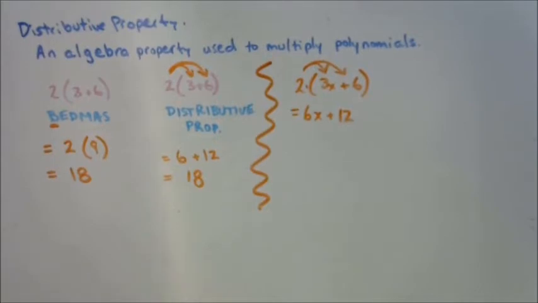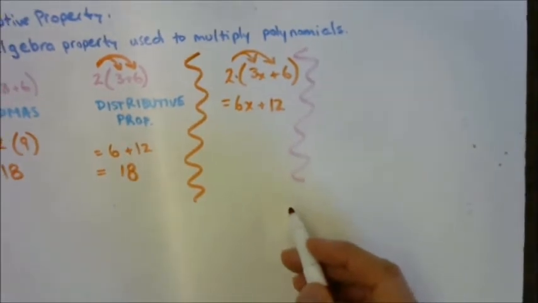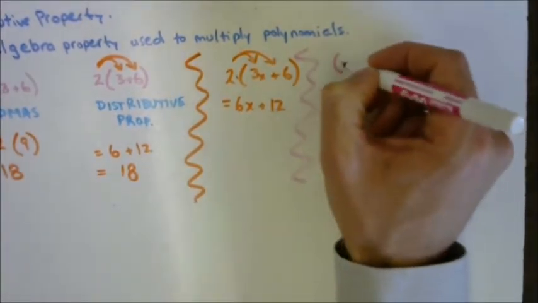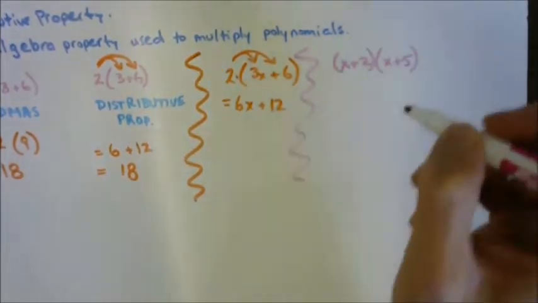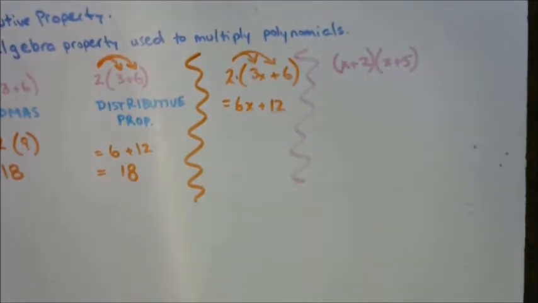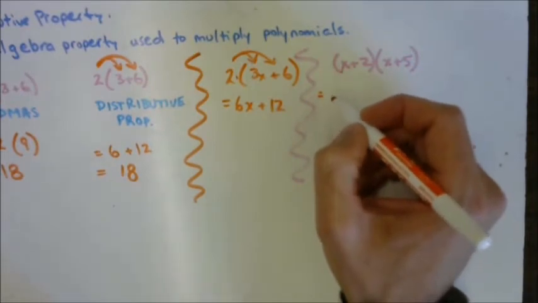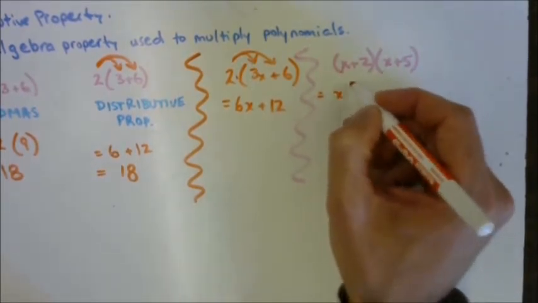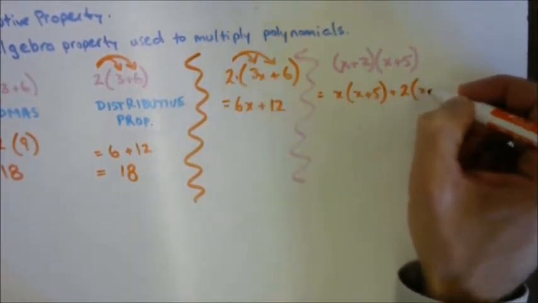Okay, let's do a more challenging example. Let's do two binomials. We've got x plus 2. We're going to multiply that by x plus 5. Now what this means is that we're taking both the terms in the first set of brackets, both the terms of the first factor, the first binomial, and multiplying it by both of the terms of the second. So what that really means is we're going to have x times the second bracket, and we're going to have 2 times the second bracket.